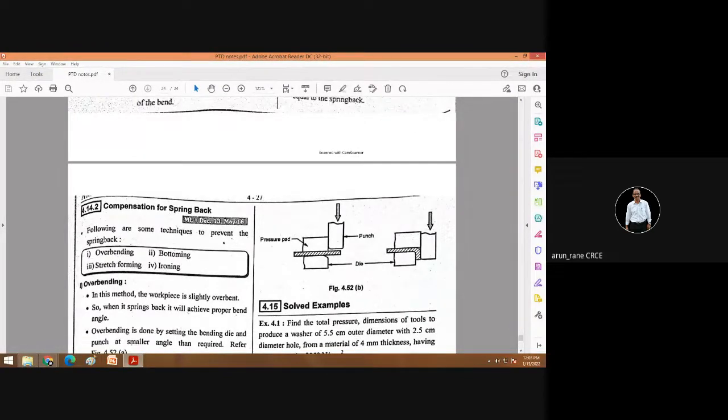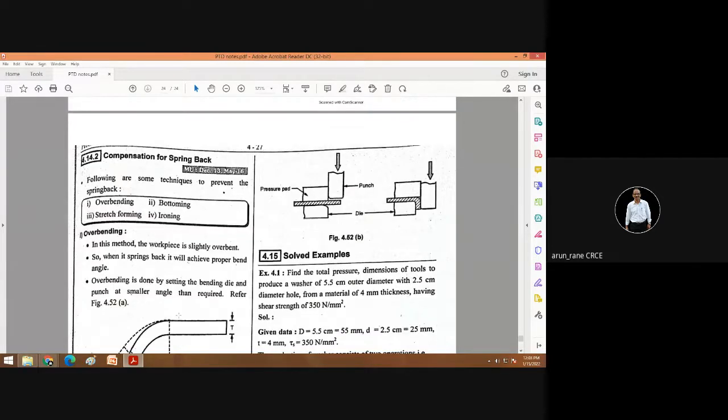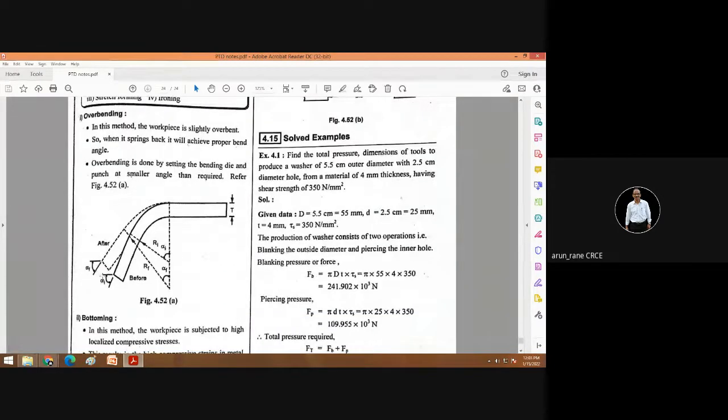These are the techniques to prevent the spring back. So this is overbending, meaning bend more. Second is bottoming, third is stretch forming, and fourth is ironing. Only these two are popular, overbending and bottoming. In overbending we bend slightly more, and then it comes to the desired angle.